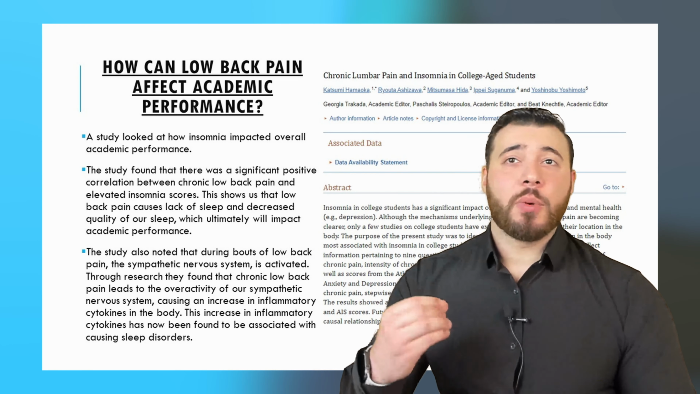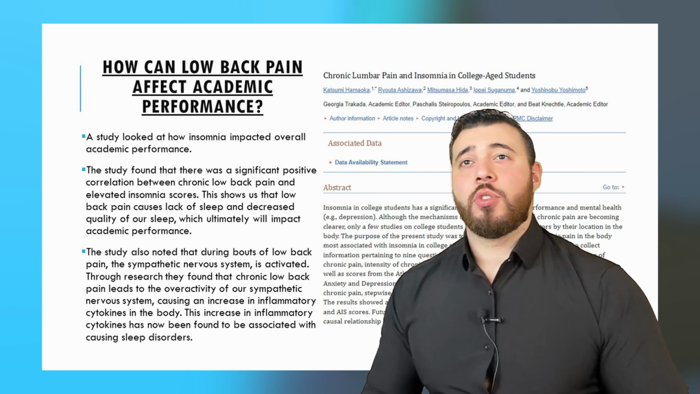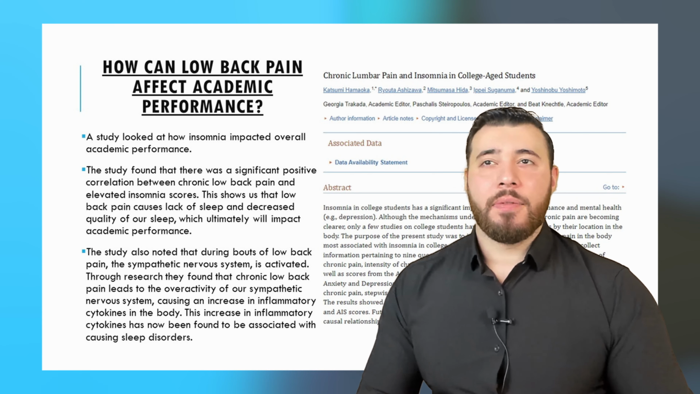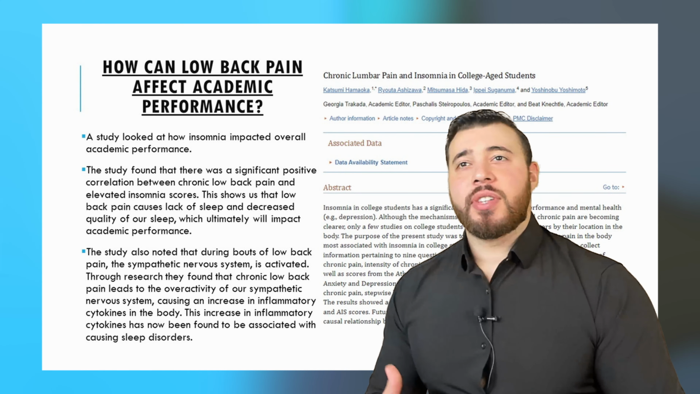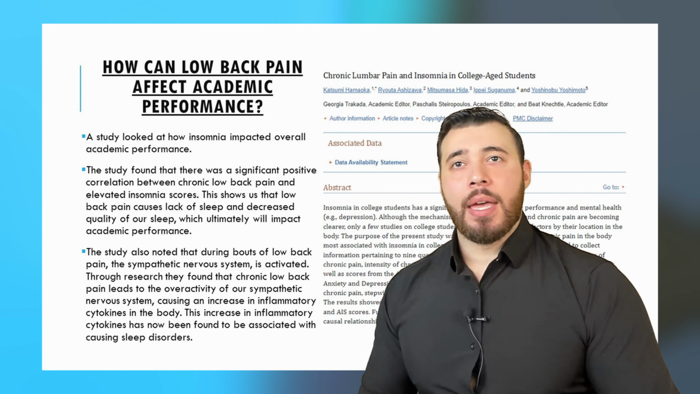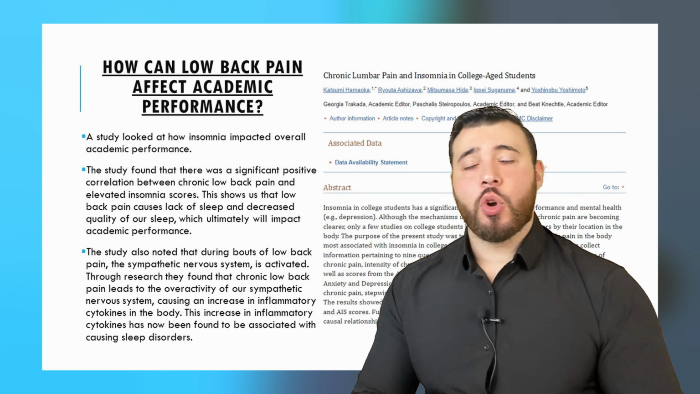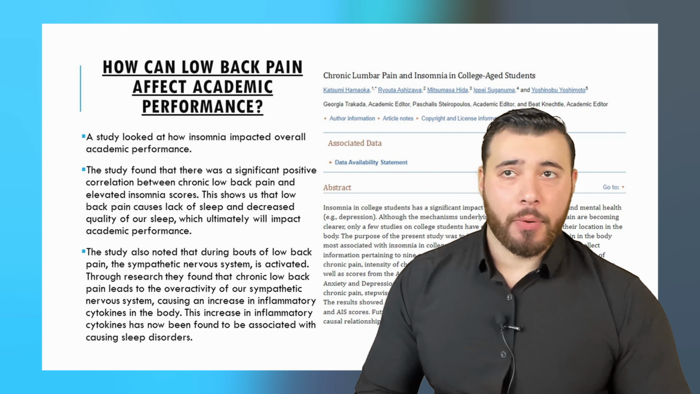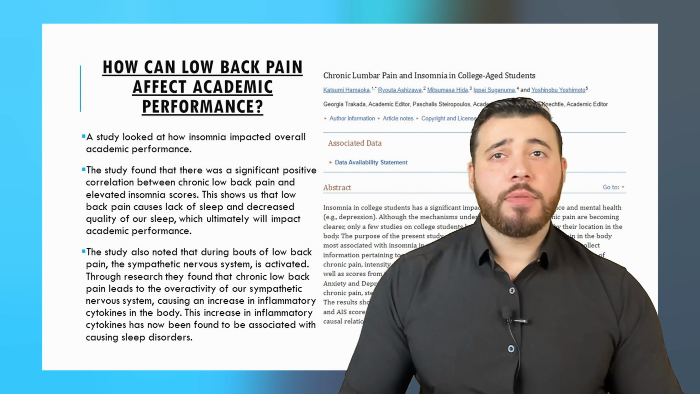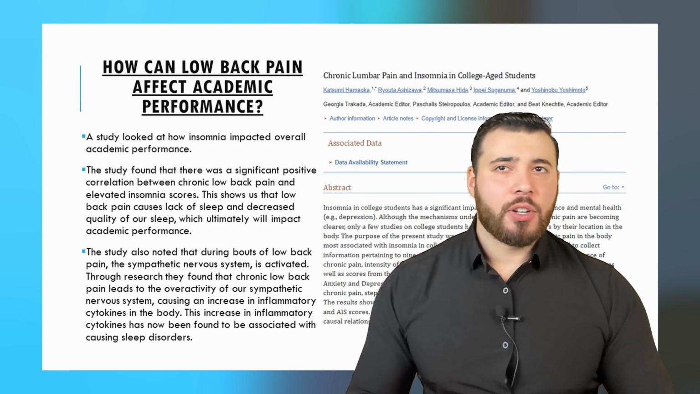The study found that there was a significant positive correlation between chronic low back pain and elevated insomnia levels. This shows us that low back pain causes lack of sleep and decreased quality of our sleep, which ultimately will impact our academic performance.